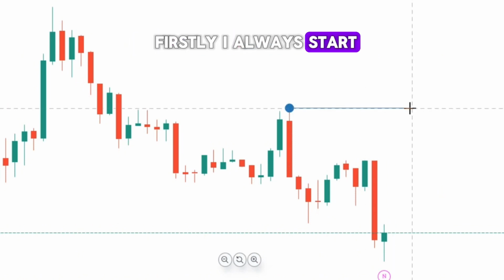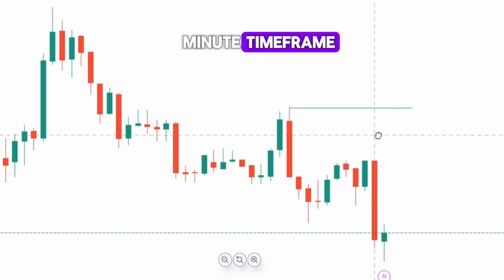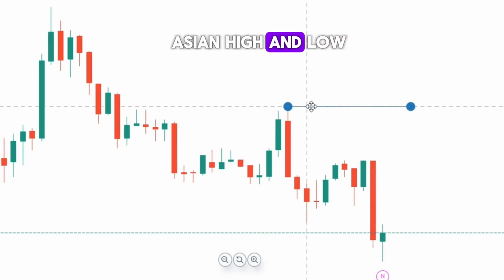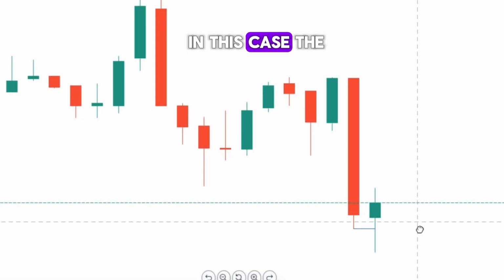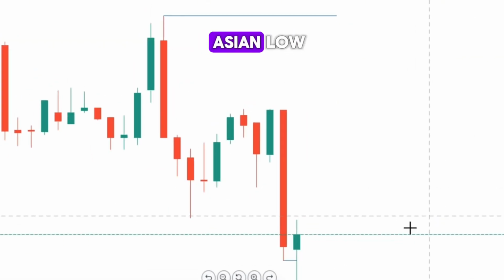Firstly, I always start by analyzing the 30-minute time frame and marking out the Asian high and low. After marking these levels, I wait for the market to either break above the Asian high or below the Asian low before considering where to enter the trade. In this case, the market broke below our Asian low.